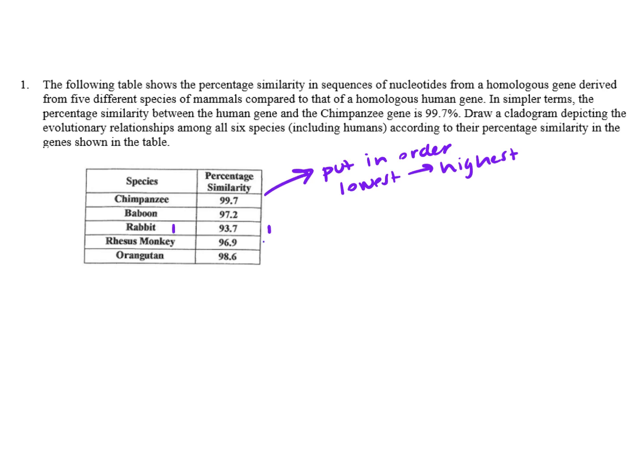Then comes the rhesus monkey. And then we have the baboon, the orangutan, and the chimp.